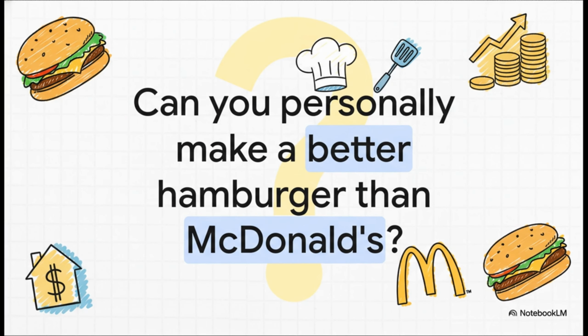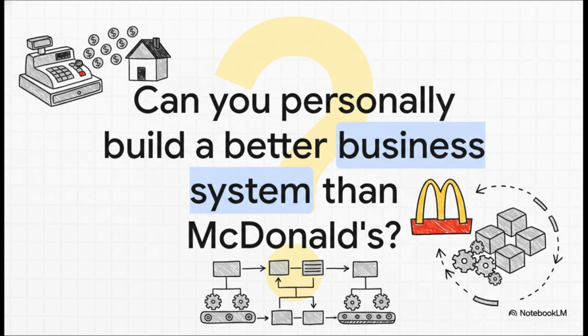All right, let me ask you a quick question. Be honest. Could you, personally, make a better hamburger than McDonald's? I bet almost everyone watching this is saying, yeah, of course. But here's the thing. That's the wrong question to ask. Okay, so what about this one? Can you build a better business system than McDonald's? Suddenly, that's a much, much harder question to answer, isn't it? And that brilliantly shows the difference. Success on the right side of the quadrant isn't about having a better product. It's about building a better, scalable system that can deliver that product consistently to millions.